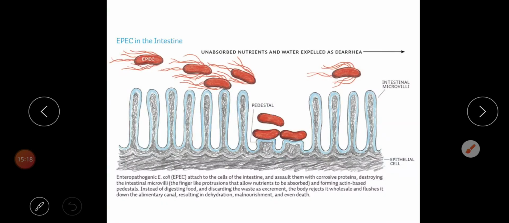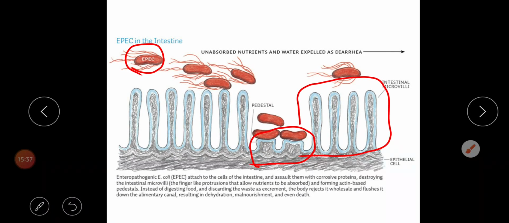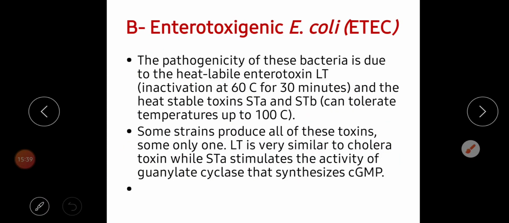This is the attachment of enteropathogenic E. coli. It will attach by the adhesion factor to the microvilli, resulting in loss of their normal morphology, and this will lead to loss of function of the intestine, which is absorption, so there will be diarrhea.